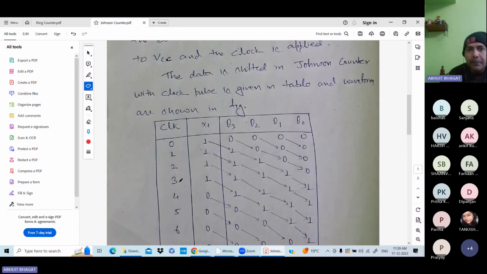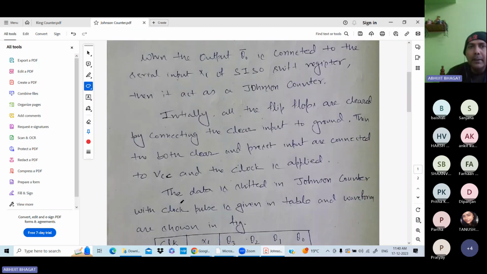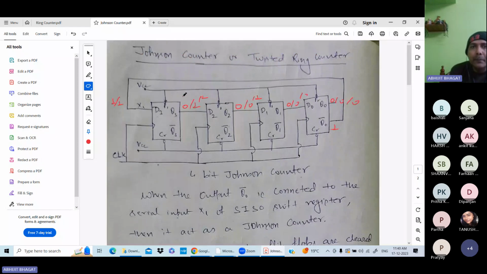Same for the third clock pulse. Again your input is 1, and all the 1s are shifted. Your input 1 is shifted to here, with 1 bit shifting. Then when you supply the fourth clock pulse, this one is shifted to here. So after the fourth clock pulse, all are 1.